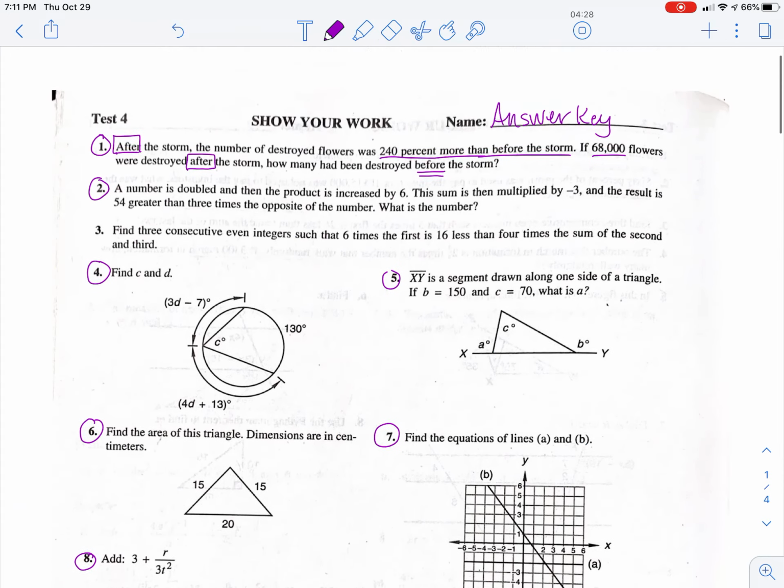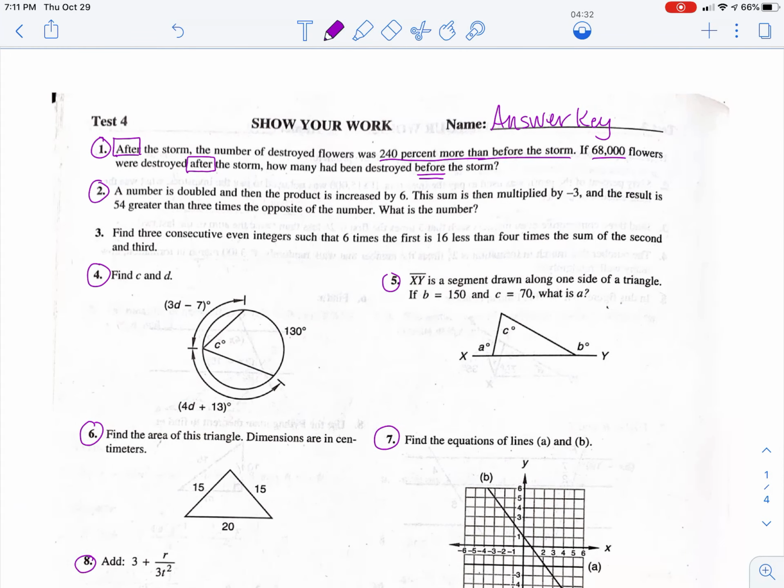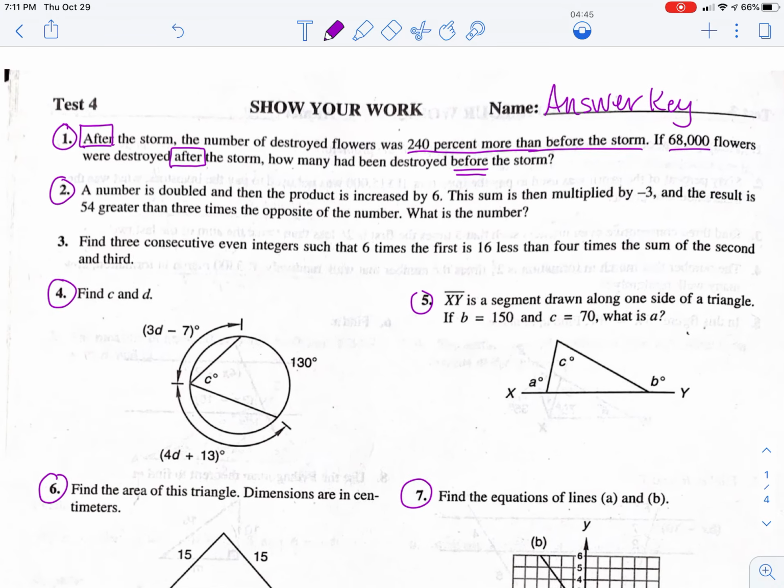Scroll up here, number 2. A number is doubled and then the product is increased by 6. This sum is then multiplied by -3, and the result is 54 greater than 3 times the opposite of a number. Okay, so we're going to kind of chop this thing up a little bit.